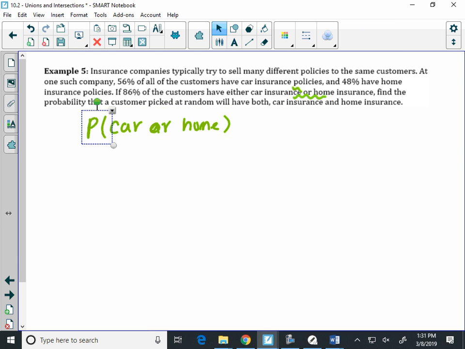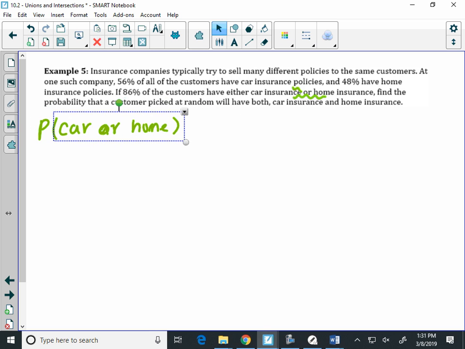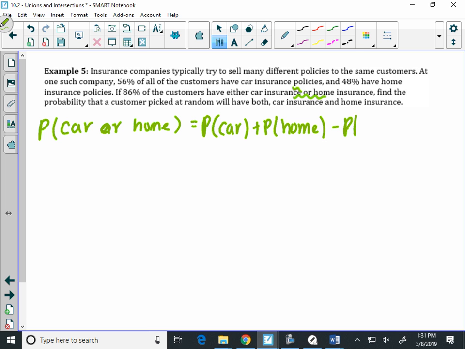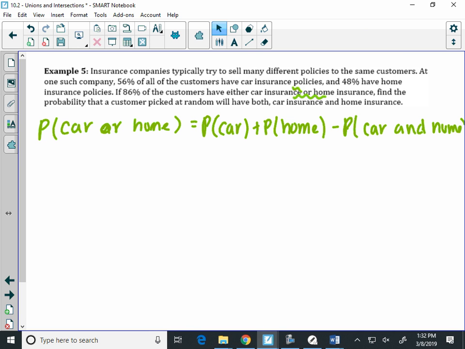Probability of car or home insurance is going to be equal to probability of the first, car, plus probability of the second, home, minus probability of car and home. This time around, they told us what our OR was. They said 86% of their customers have either car or home insurance. We want to find this time around the and. We want to find how many have both car and home insurance at this company.